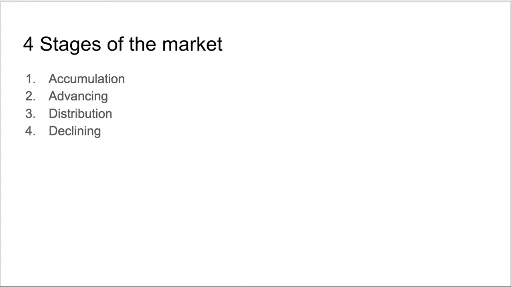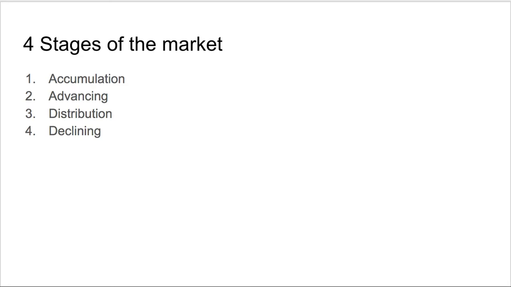In terms of the four stages of the market, there's the accumulation phase, the advancing phase, the distribution phase, and the declining phase. Let me explain. The accumulation phase is when buyers are starting to buy the stock. There's not a lot of price movement, but you see a lot of spikes in volume. The advancing stage is when the stock is actually moving, up or down.